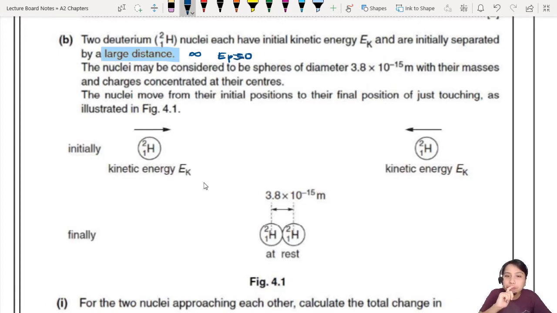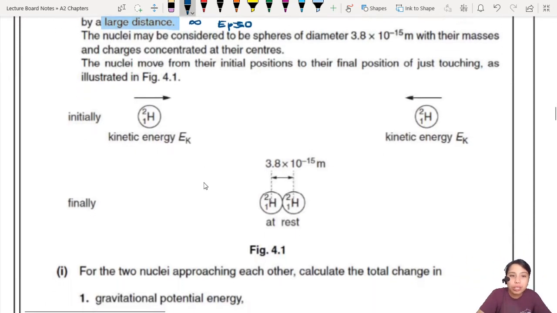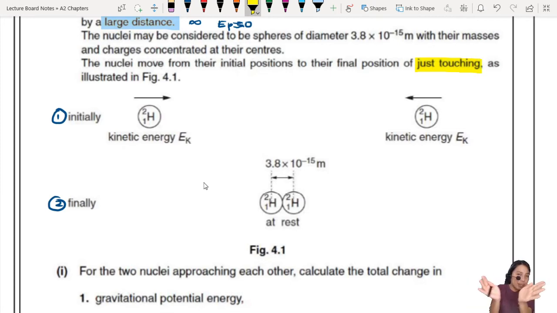But then they come closer together with some kinetic energy. Okay, and that's shown in the picture here. Final to initial. So initially, number 1, they are really far away, all kinetic, no potential pretty much. And then finally they come to meet, just about touching. How do we know that? This is an important clue. Their final position of just touching means they didn't slam into each other. They made it. They came to each other and just touch. That's it. And then they stop moving.